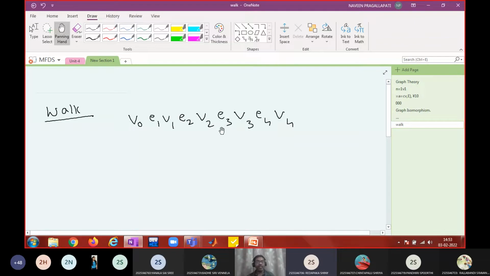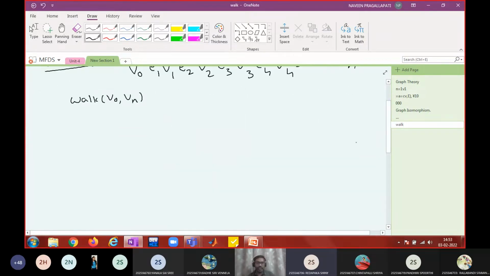Such a sequence is said to be a walk from V0 to Vn, if you have a sequence like this ending at Vn.